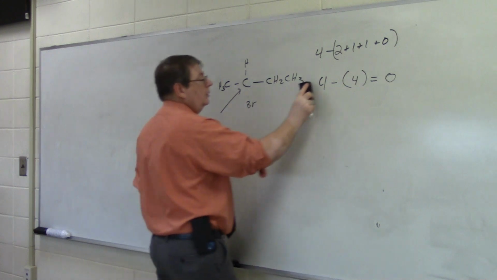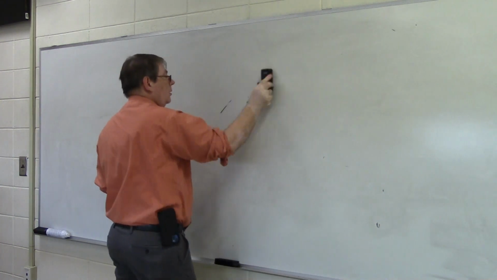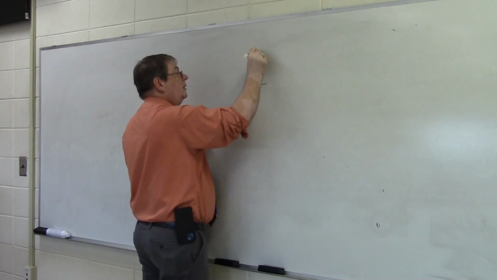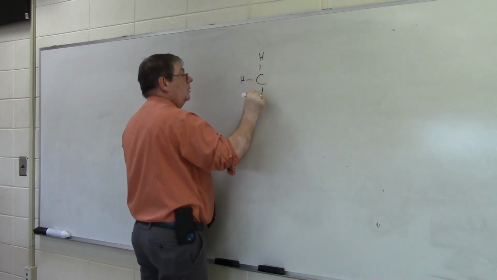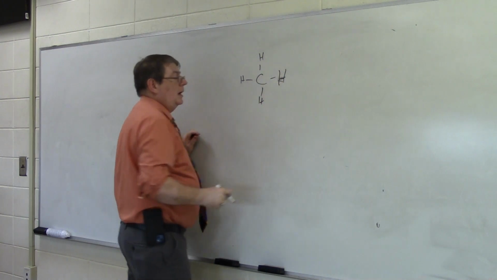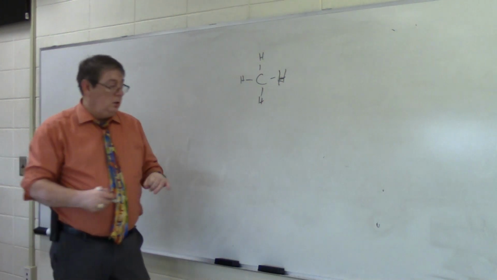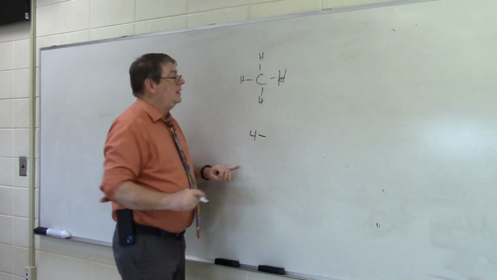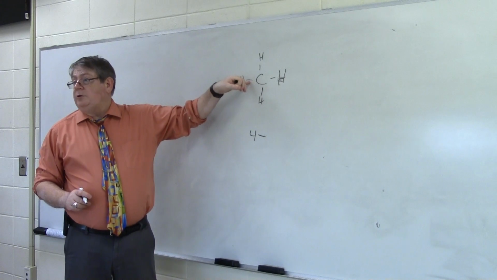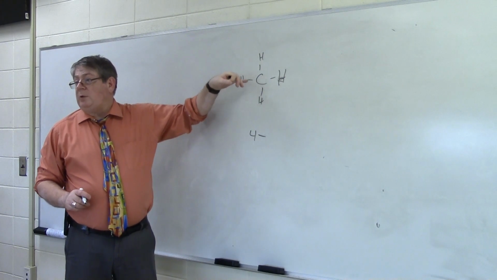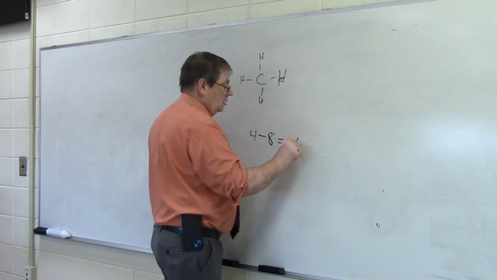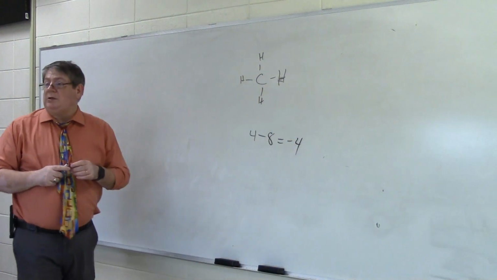What about a simple molecule like methane? How many does it come in with? 4. How many does it now own? We know that carbon's more electronegative than hydrogen, right? So it gets all the electrons. So how many electrons would that be? 8. It's in the -4 oxidation state.